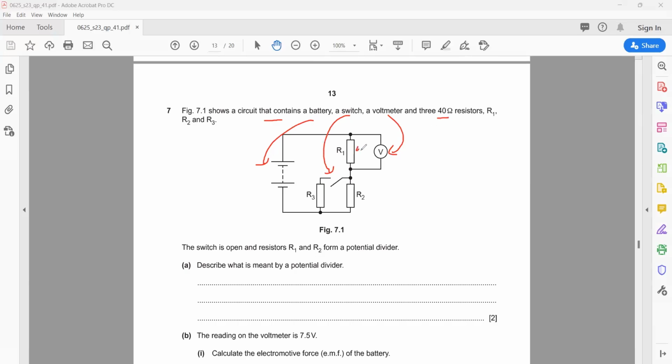So this is also 40 ohm. This is also 40 ohm. And this is also 40 ohm. Okay. So this is R1, R2, and R3 resistors are there. Okay. What is the first one?